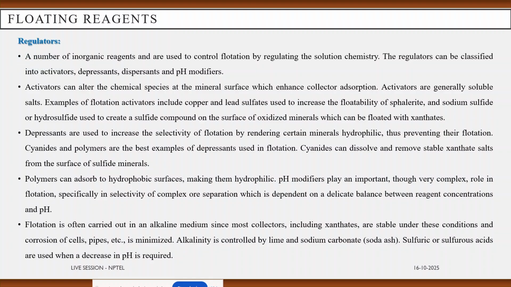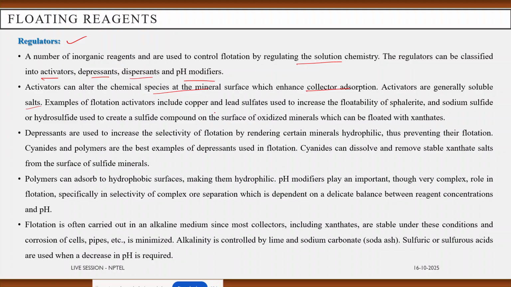So now we are going to discuss regulators after the collector discussion. Regulators are a number of inorganic reagents that are used to control the flotation by regulating the solution chemistry. These regulators can be activators, depressants, dispersants, or pH modifiers. Activators can alter the chemical species at the mineral surface, which enhances the collector adsorption. The activators are generally soluble salts.